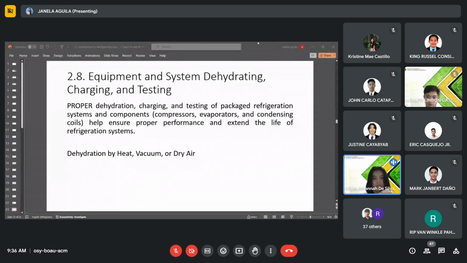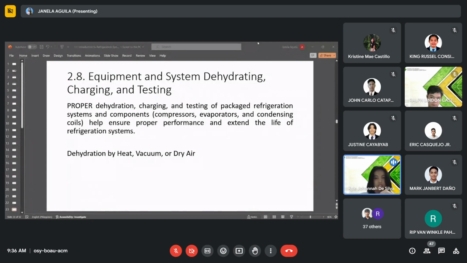Sa vacuum naman, it refers to the creating ng low pressure within the system. So pag yung pressure is na-reduce, yung moisture, it evaporates and then it can be easily removed from the system. And last naman is for dry air. Dry air can be also considered a low moisture content. It is used to absorb moisture from the system.